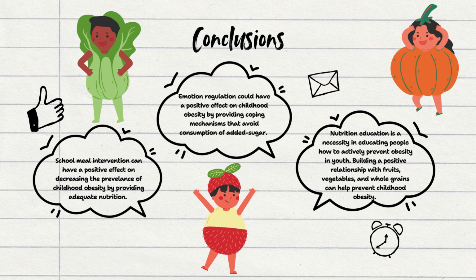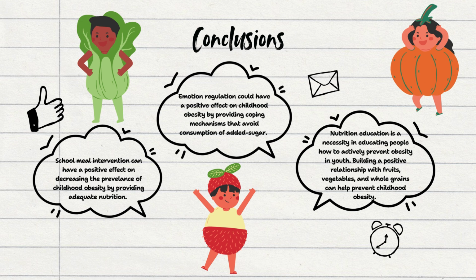Furthermore, emotional regulation could have a positive effect on childhood obesity by providing coping mechanisms that avoid consumption of added sugars. It is evident that many people soothe themselves with food. Between ultra-processed food, sugar-sweetened beverages, and foods that contain lots of added sodium, it is important that people understand the harmful effects of these foods and how developing different coping mechanisms can help support them in a healthy lifestyle.